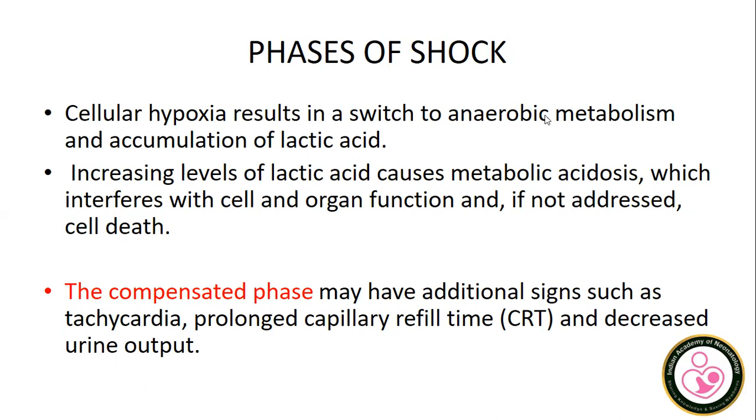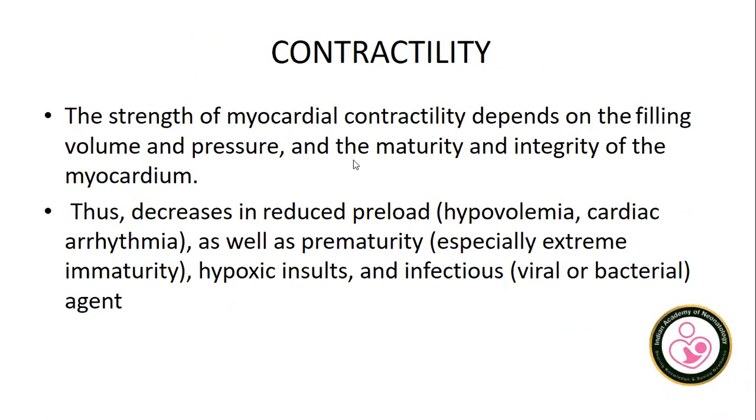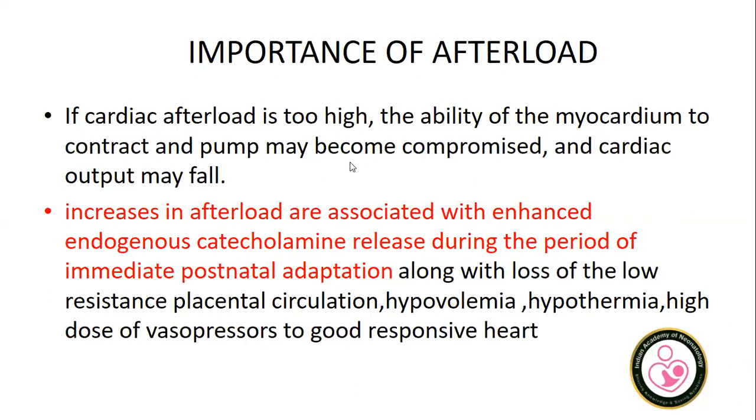Somebody had asked regarding the inotrope of choice in septic shock. Septic shock is going to have peripheral vasodilatation, ma'am. First we have to assess the volume, and if there is a deficit, we need to replace the volume. Then there is associated myocardial dysfunction with the septic shock. If there is peripheral vasodilatation and the BP is low, we go for dopamine.